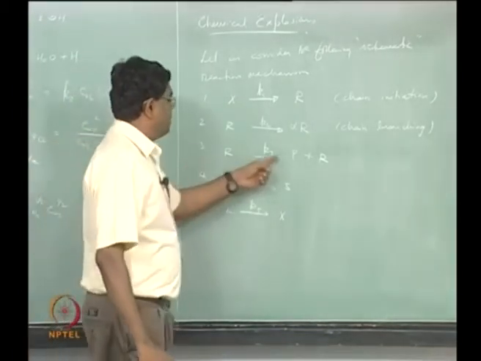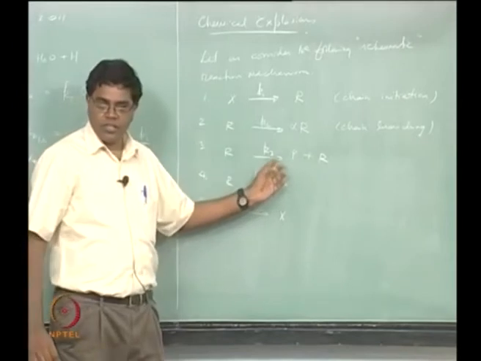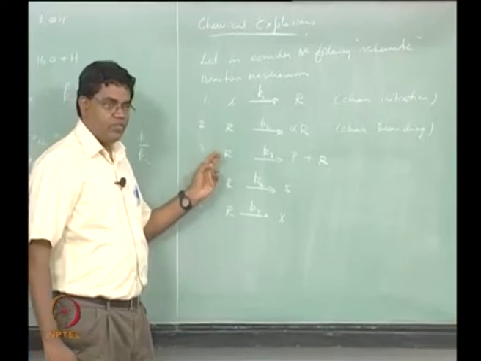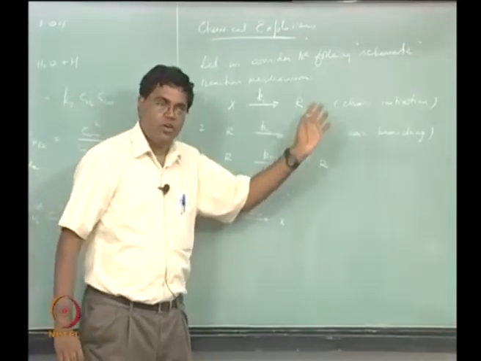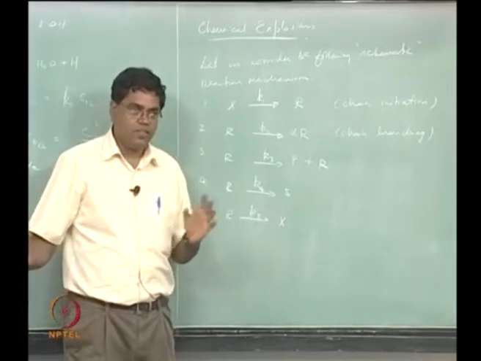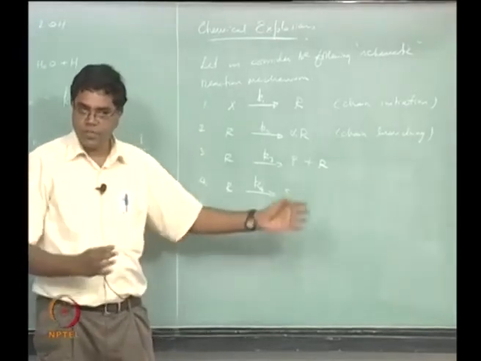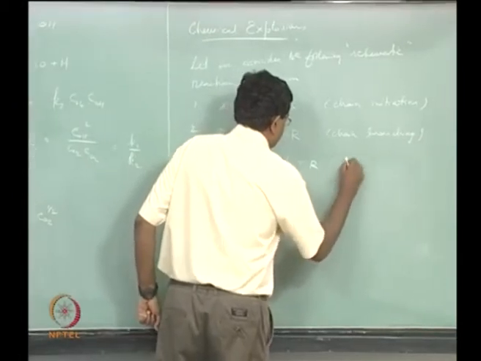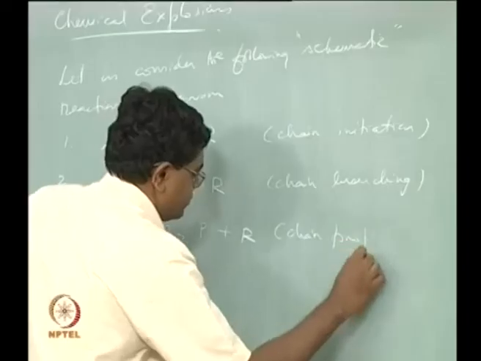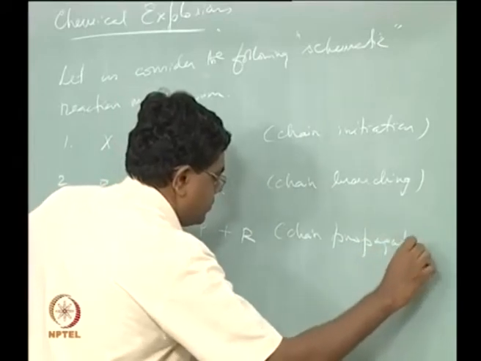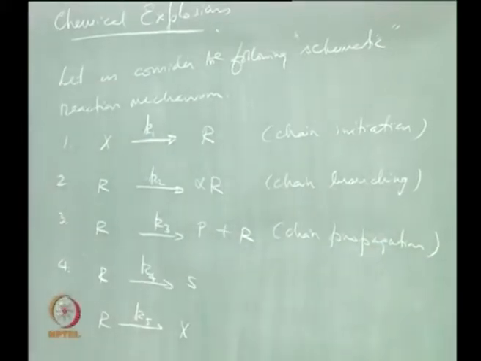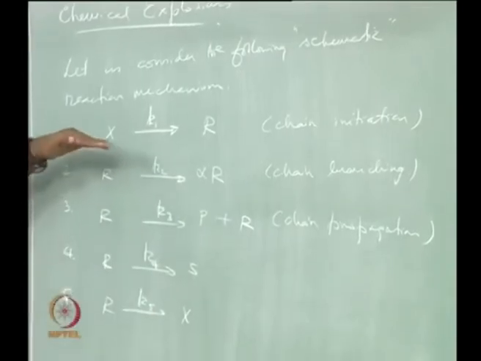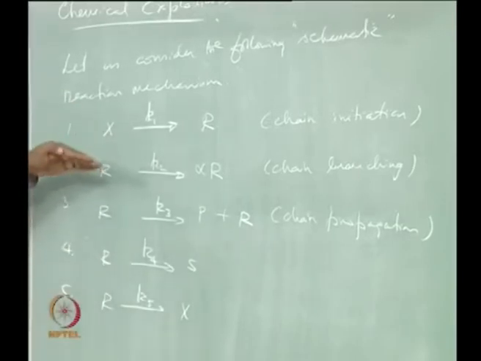And R gives P plus R. P is like a stable product. Let's say we are interested in this finally. But then what's happening? You start with R, you have something else, and then you also have R. So as far as intermediates are concerned, it's neutral. That means it's a chain propagation step. In reality, you would have a bunch of steps like this. Each of these could be a bunch. It's not just one.